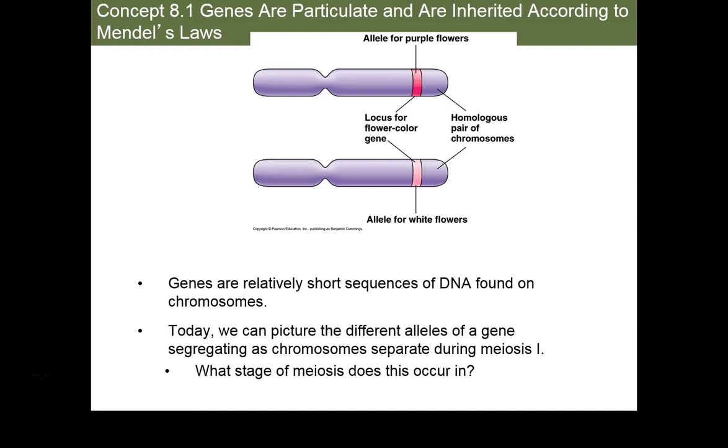Genes, as we will learn, are relatively short sequences of DNA found on chromosomes. You can see in the picture above that this is a homologous chromosome pair. It has the trait for a flower's color. One chromosome is from each parent. One of these chromosomes has the allele for a purple flower, while the other is for white flowers. Today we can picture the different alleles of a gene segregating as chromosomes, as we saw last lecture during meiosis 1. Quick review. Does anyone remember what stage of meiosis 1 that occurs in?